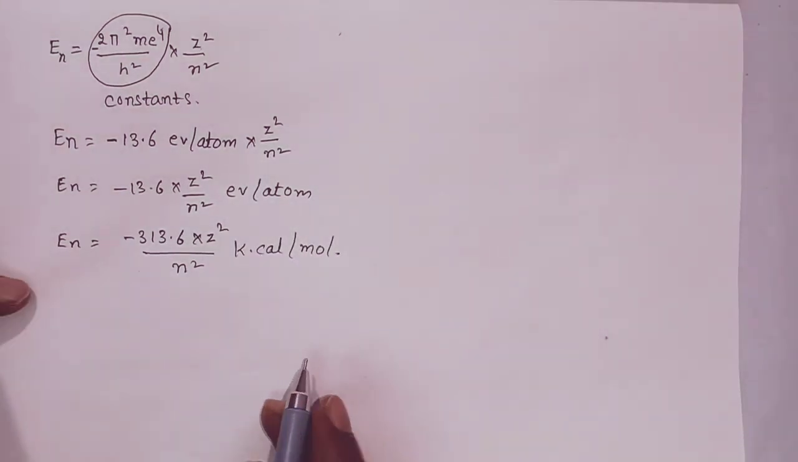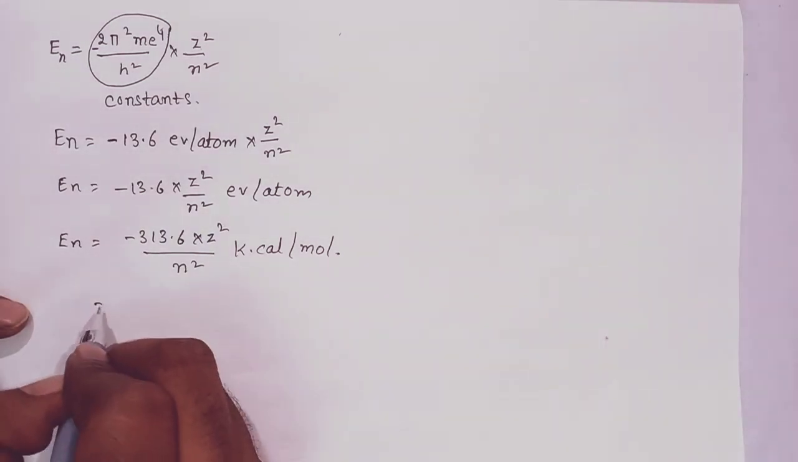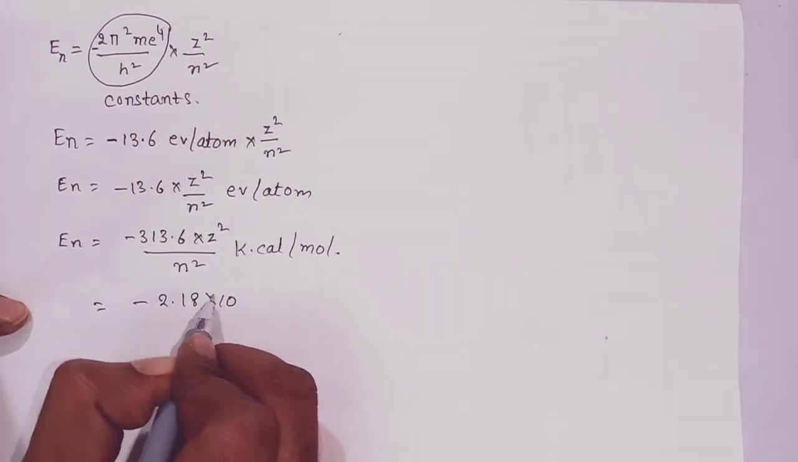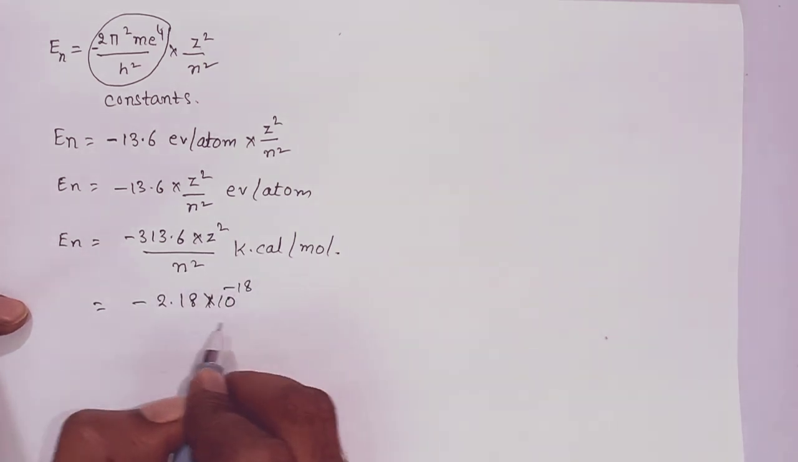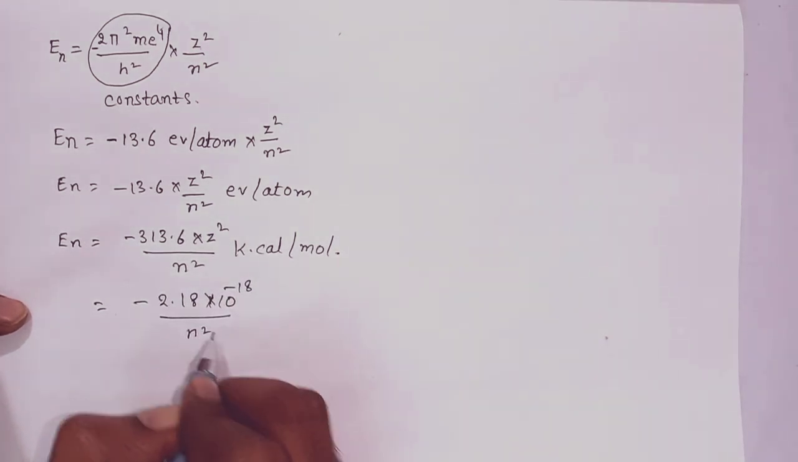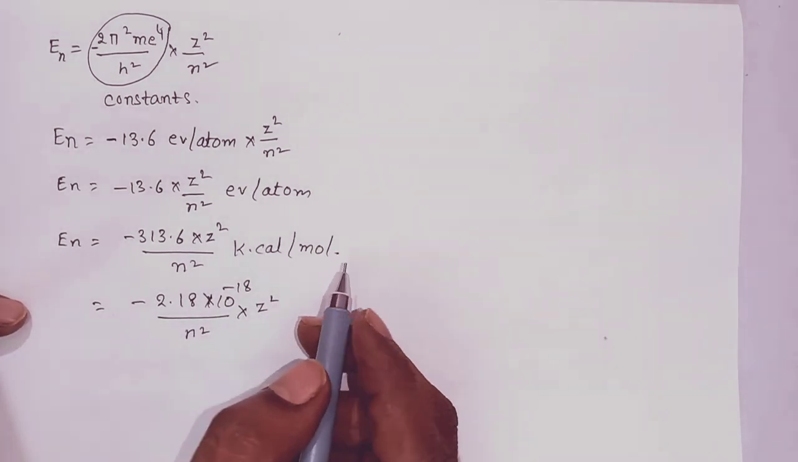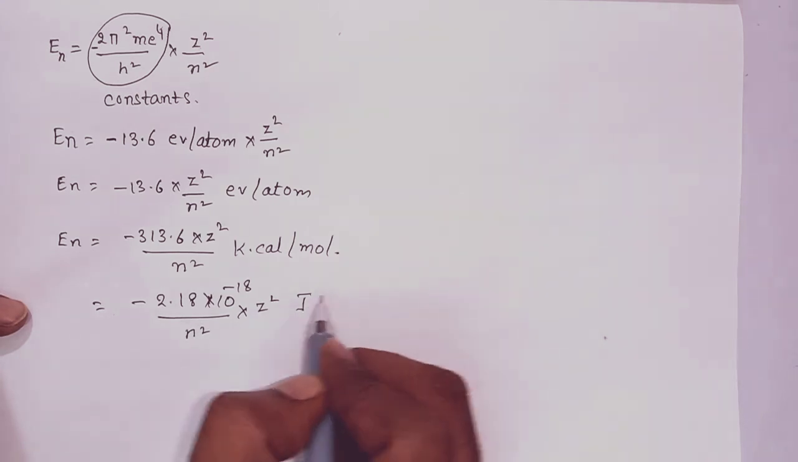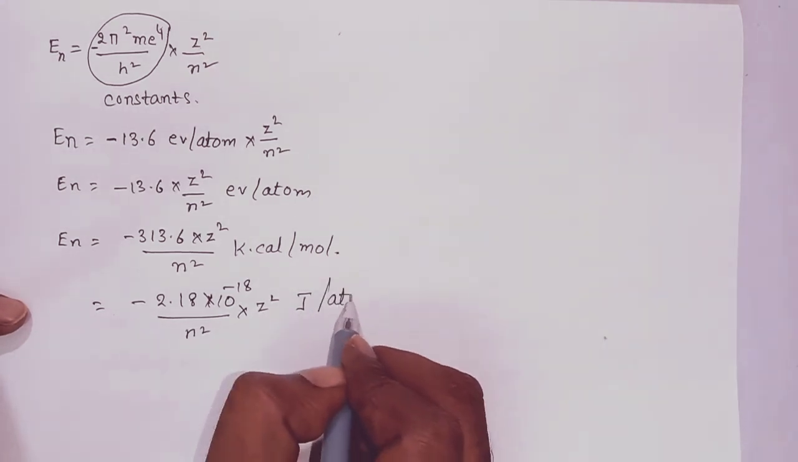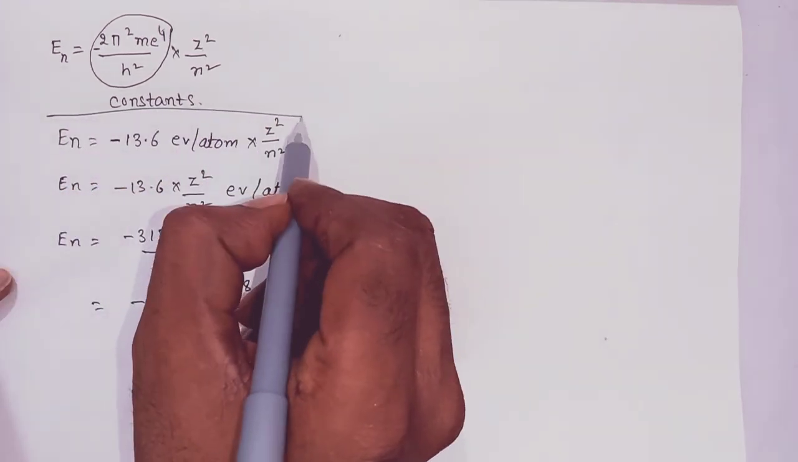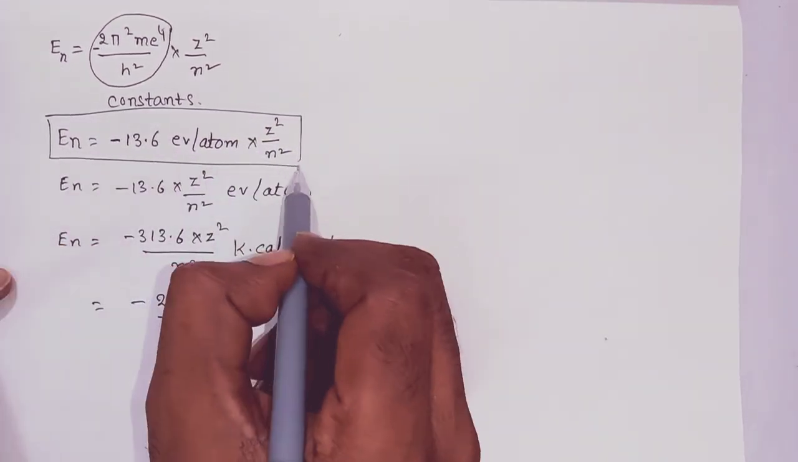Kilocalorie per mole. If you write in joule per atom, this value becomes minus 2.18 into 10 to the power of minus 18 by n square. Here Z square also you can write. If it is not the hydrogen atom, then you can write Z square also. And this is in joule per atom. So in different ways we can express, but this is very important. This formula is very important.